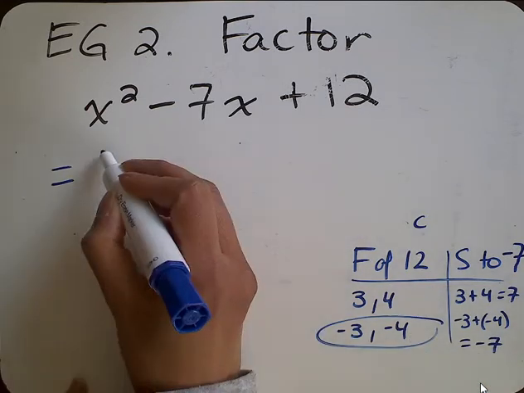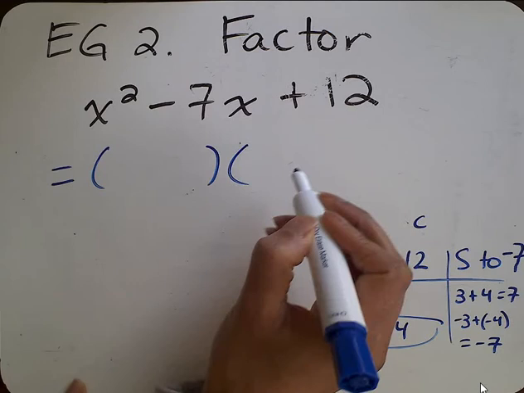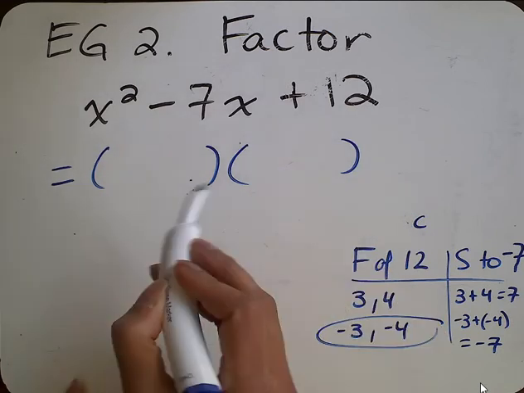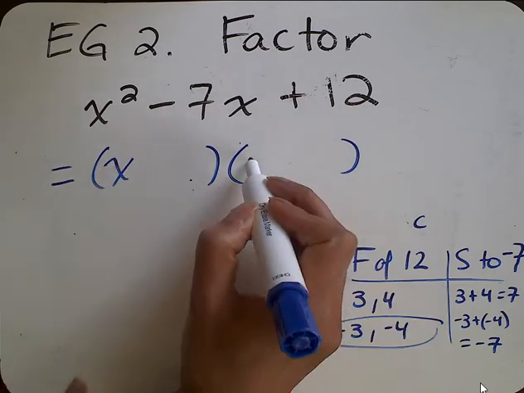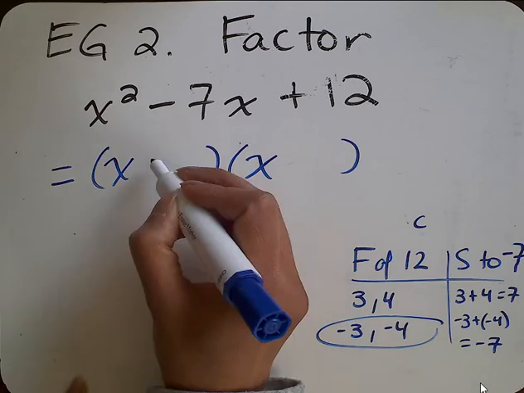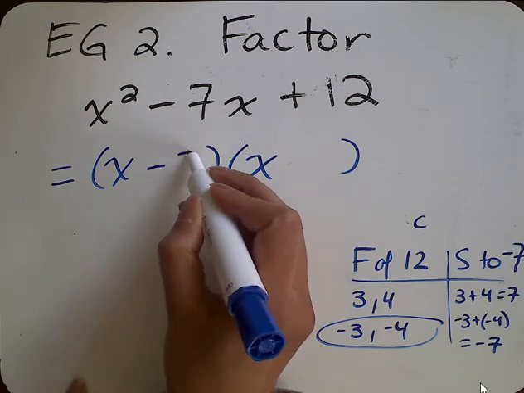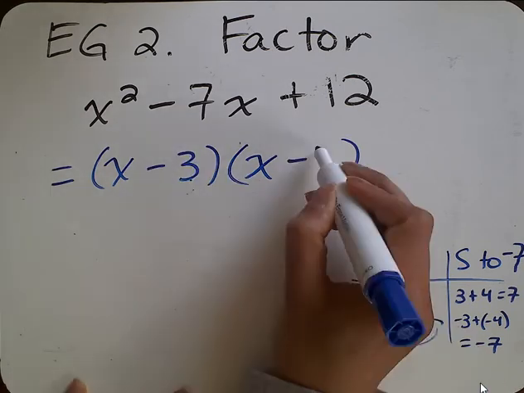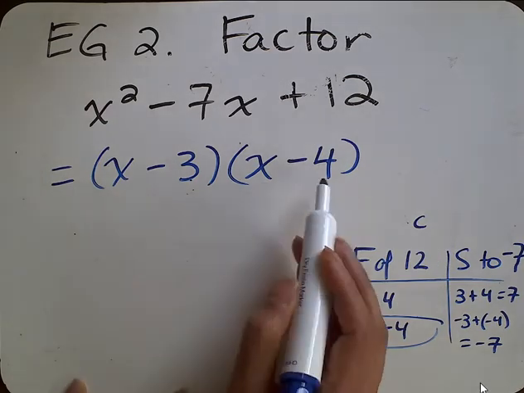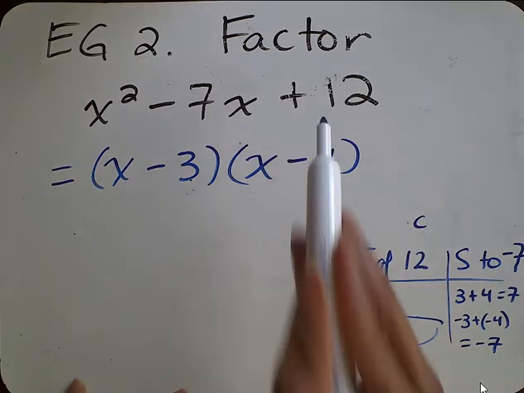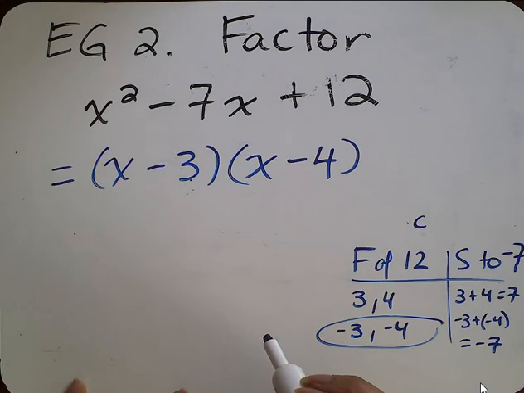So I'm going to put those in the R and S positions. So I know I'm going to have x's here. And then my first value is negative 3, and the second one's negative 4. Again, you can always expand this out, and when you expand it out, you will end up with the question. That's a way to double check. Okay, so now we're on example 3.